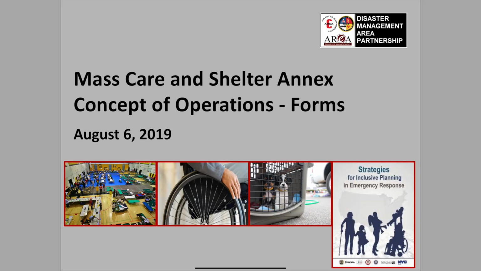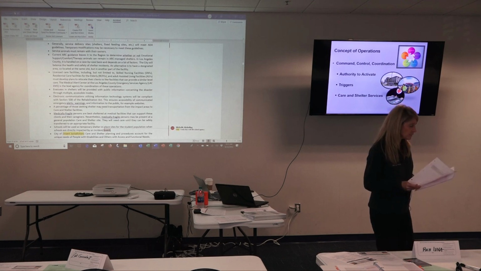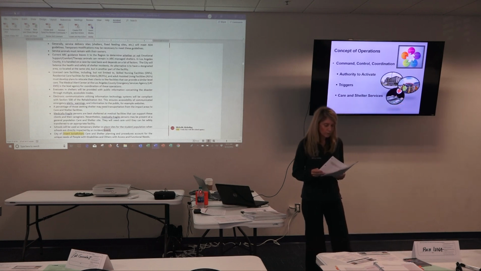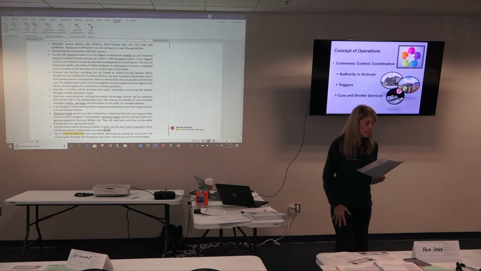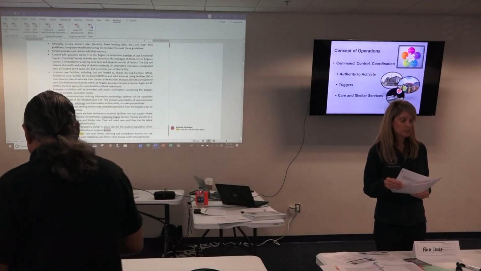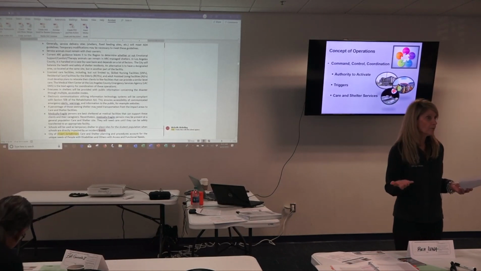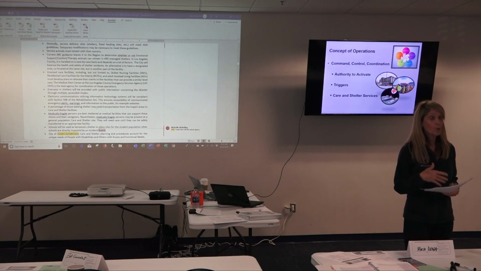The forms are all in the back of the manual, and those forms are for you to take back to your jurisdiction. We're going to cover those forms a little bit later. The last thing that wasn't on the slide was this section on page 12. This section identifies specific appendixes that you might or might not have, or might be good recommendations that support this annex.